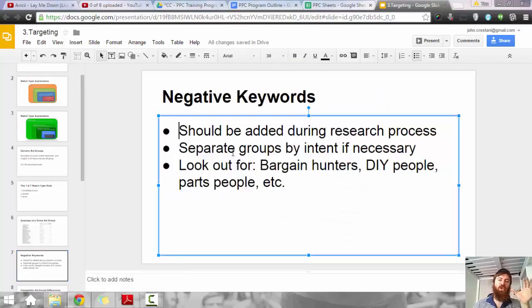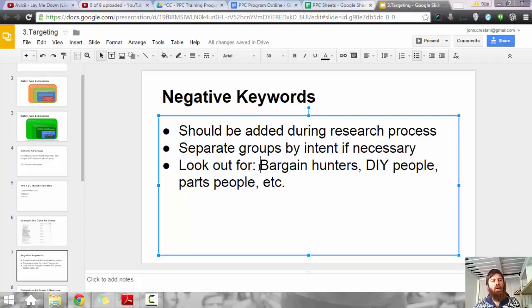Negative keywords, these should be added during the research process, and I'm going to do a live demonstration of the actual building out of a campaign for the 4 different companies we're using as examples: Love Vitamin, Oliver Manufacturing, etc. But in the research process, you're going to be going through a lot of data and information, and you want to separate negative groups by intent if possible. People who are looking for information are different than people looking to do it themselves, and then there are bargain hunters, and then there are people looking for just a part of a specific product.